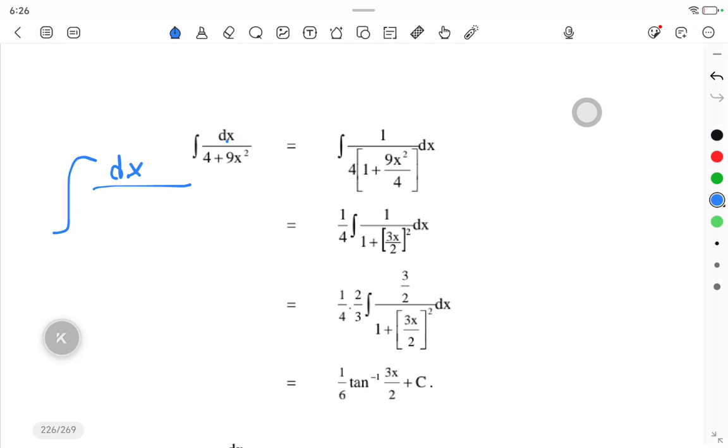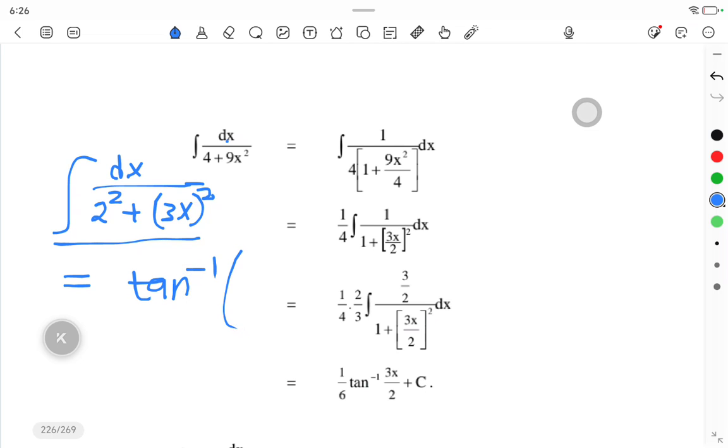Now, there are many ways you can solve this, right? You can start by saying this is 2 squared plus 3x squared. You can first start by putting it in this format. And I told you before that this is just going to be like this. We're going to say that this is going to be arctan. This is going to be our x here, in this case 3x, over our a. Our a is 2. You see, right?